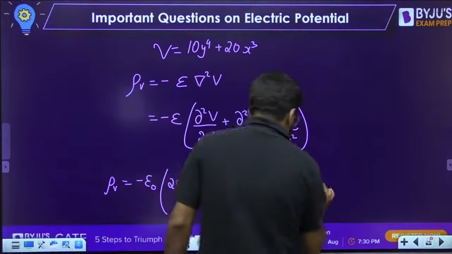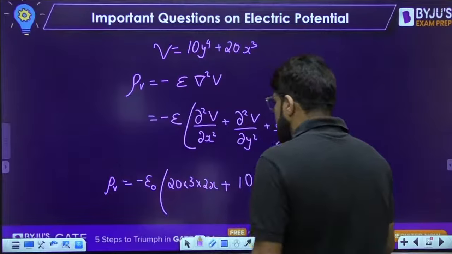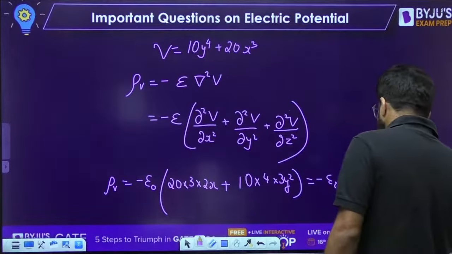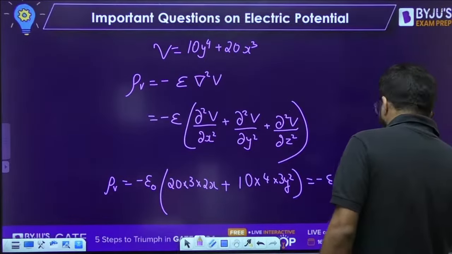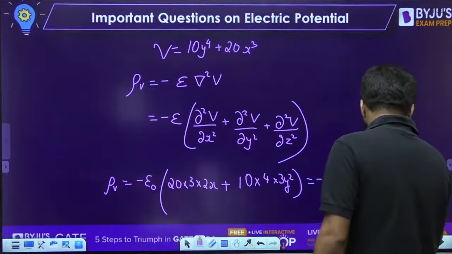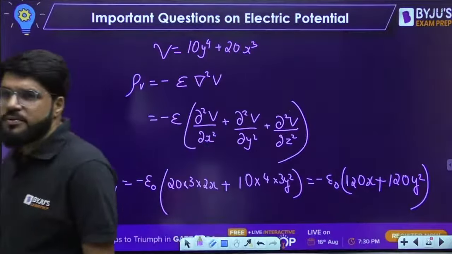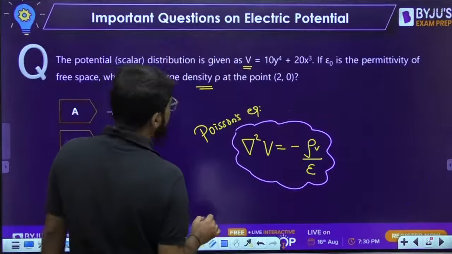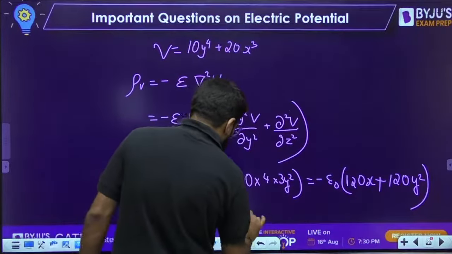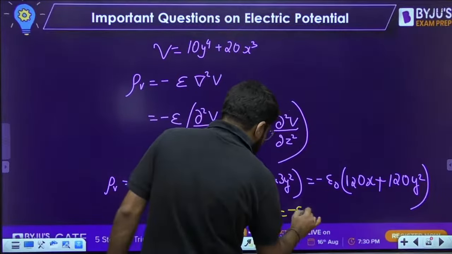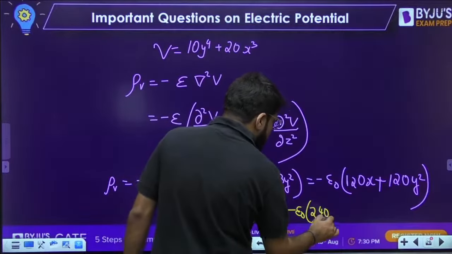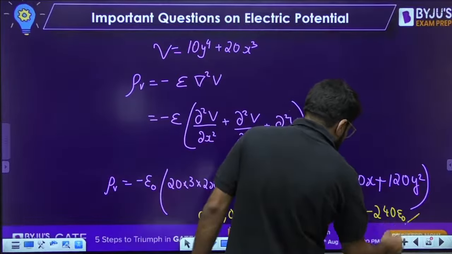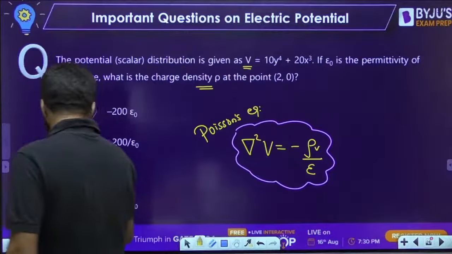So that's it. What is the rho v? It is minus epsilon naught into 120x plus 120y square. Now we need this at the point 2 comma 0. At the point 2 comma 0, rho v is minus epsilon naught into 240 plus, in place of y, 0. So it is minus 240 epsilon naught, that is the answer. Minus 240 epsilon naught, the answer is D.